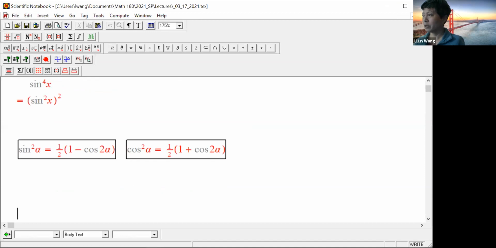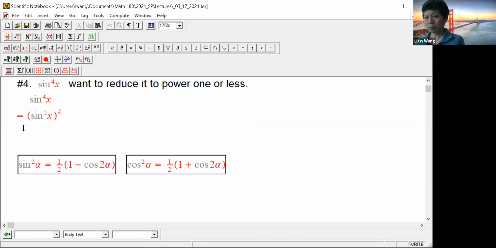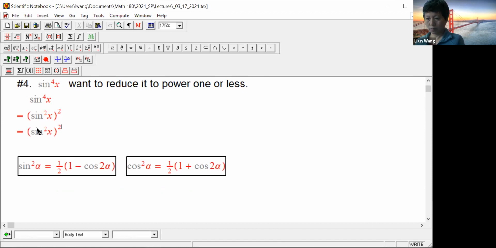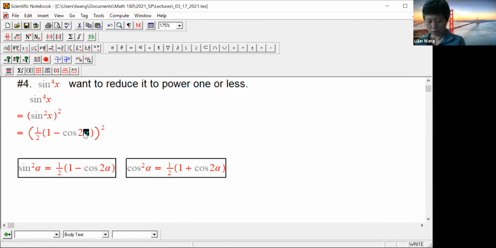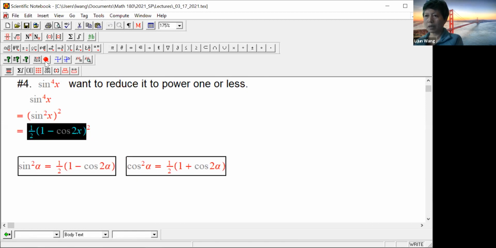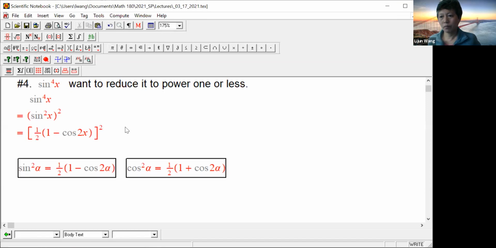Okay, so I have some criteria for you. So what do we do here? The inside of the parentheses, this part will be replaced, using that formula. So you're going to get that replacement over here, and of course this is x. To make it better, you can make it a bracket. That is the substitution. This is the first substitution.